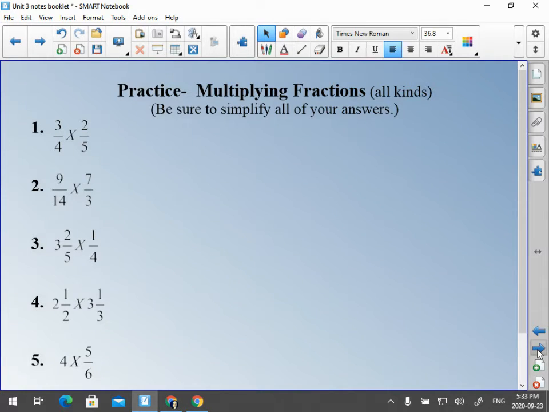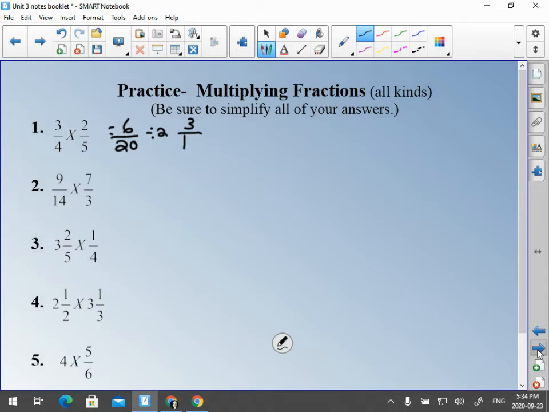This is a page that you have in your notes that has some practice questions for you to do. What would be easy for you would be to take a couple minutes and do these practice questions on your own. You can pause me. If you're not fully comfortable with some of these, you can just listen to me as I walk through them. I'm going to start with number 1. 3 times 2 is equal to 6. 4 times 5 is equal to 20. They are even numbers, so I know that I can divide them by 2. If I divide by 2, that gives me 3 out of 10, and I can't simplify that any more than it already is.